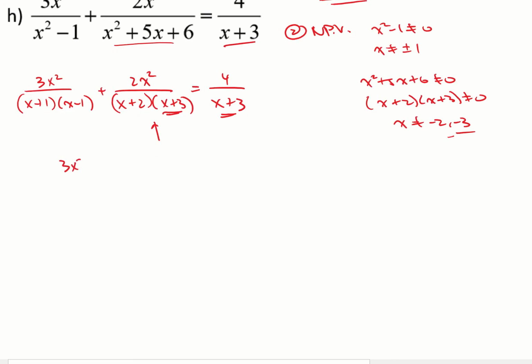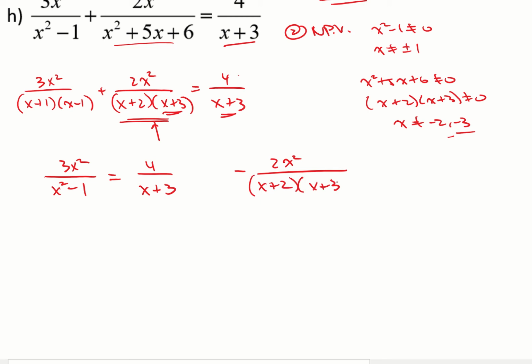So we get 3x squared over, I'm just going to keep this as x squared minus 1, equals 4 over x plus 3, and I'm going to move this second piece to the right. Now it's positive on the left, and when you move to the right, it becomes negative. So it becomes minus 2x squared over x plus 2 times x plus 3. The reason I'm moving it to the right is because you see how the denominators are the same? So I'm going to multiply the first term top and bottom by x plus 2, and this way I end up getting a common denominator. I hope this makes sense.